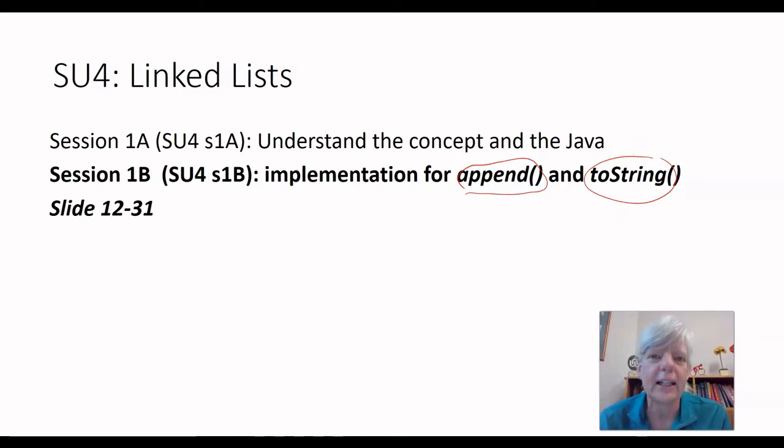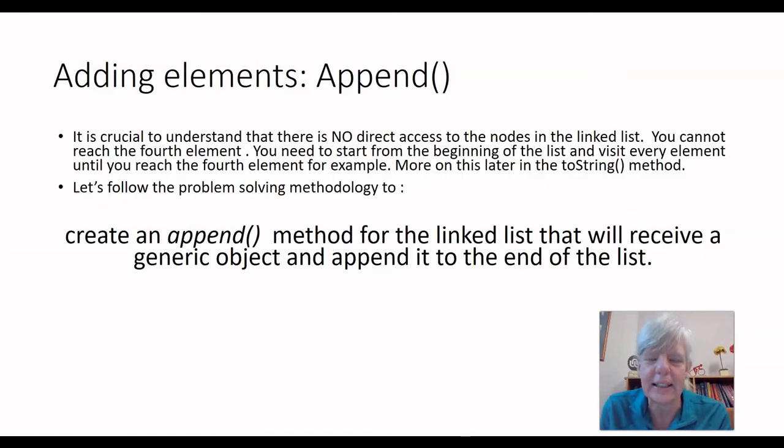You need to understand that I can't repeat everything over and over again, so you have to go back if you do not understand anything. So, what does append do? Append adds an element at the back of the linked list of a generic type. So in the exam, you can have a question: create an append method for the linked list that will receive a generic object and append it to the end of the list. We never indicate the parameter in the question. That's part of what you should know.